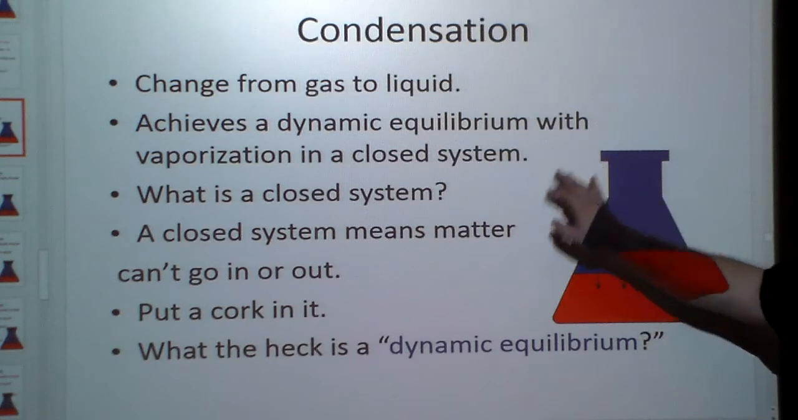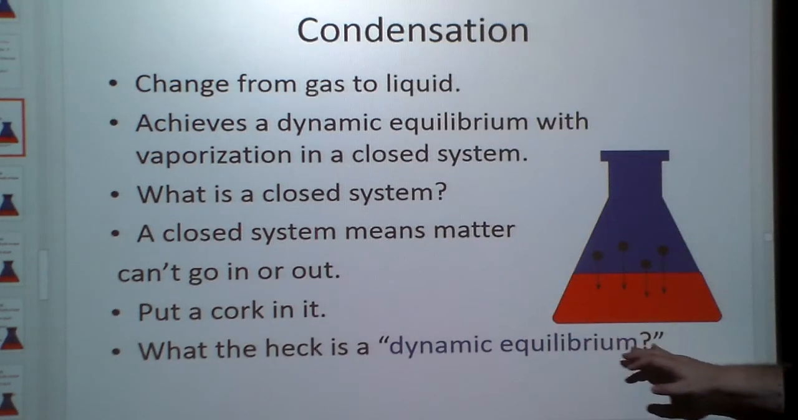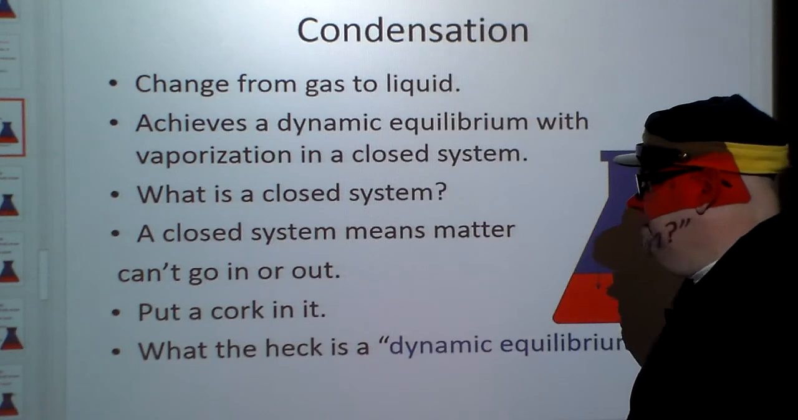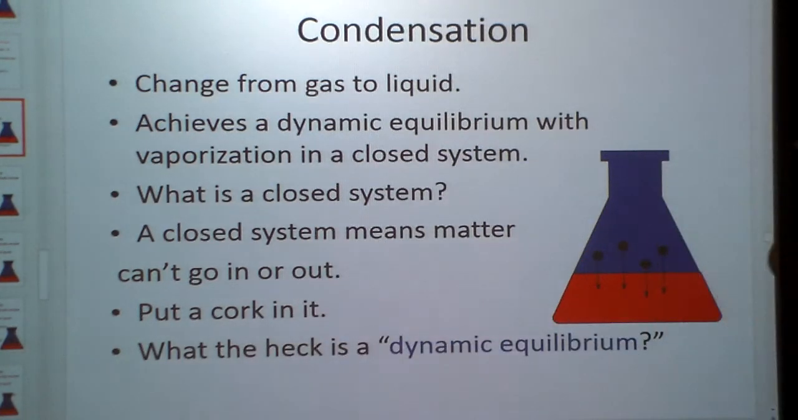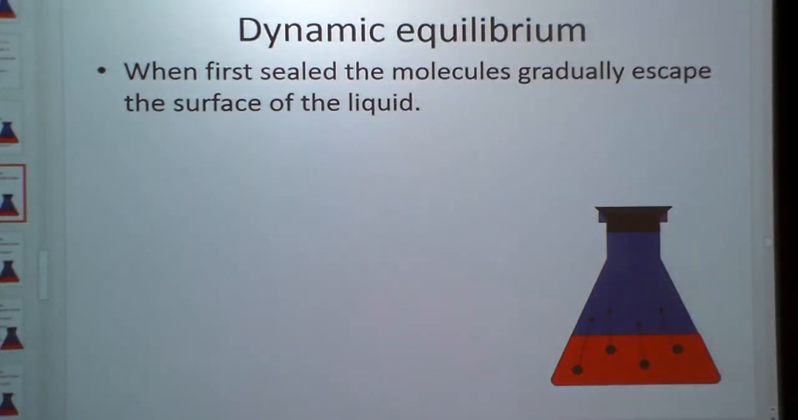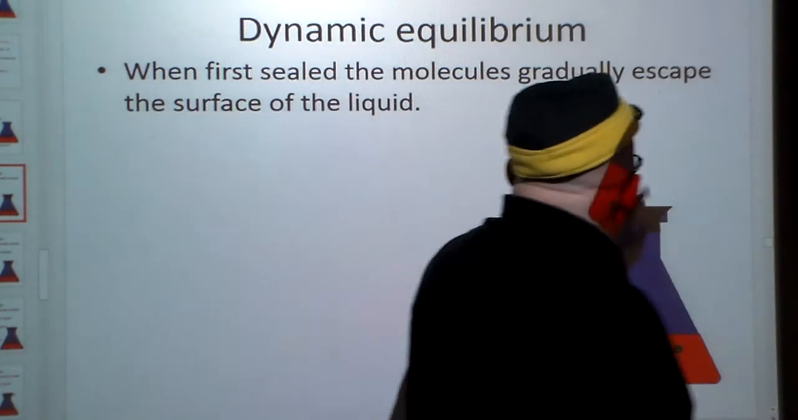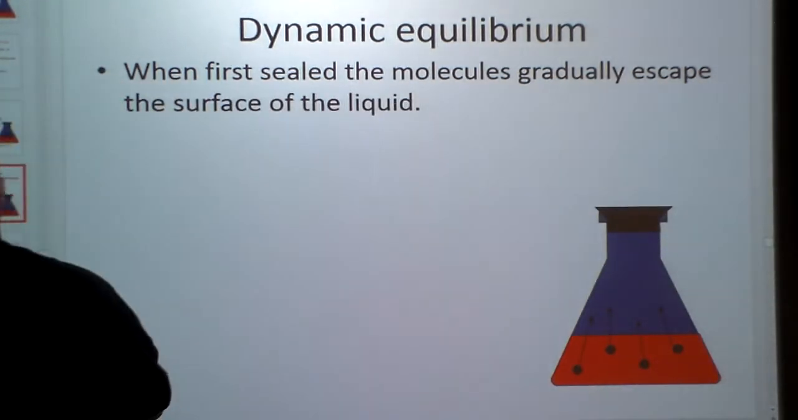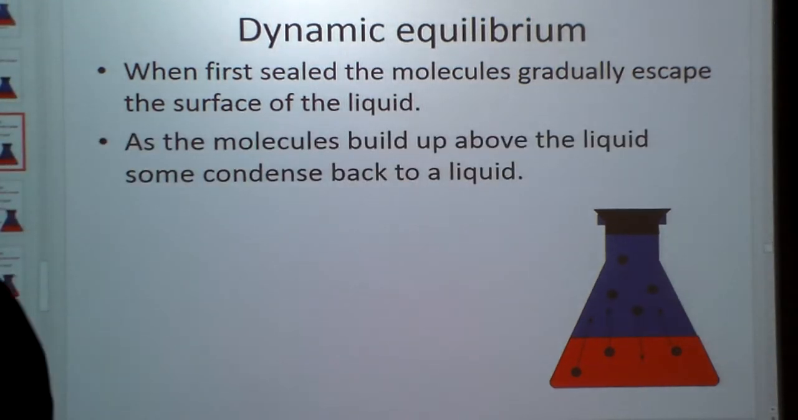So when we look at a closed system, you can't have something go in or out, like a flask or maybe a bottle with an infrared lamp. That would be an example of a closed system. Here we put a cork in it. Now what the heck is a dynamic equilibrium? When first sealed, the molecules will gradually escape the surface of the liquid. Not a big surprise. We do expect that to happen. As the molecules build up above the liquid, some of those molecules will condense to go back into the liquid.